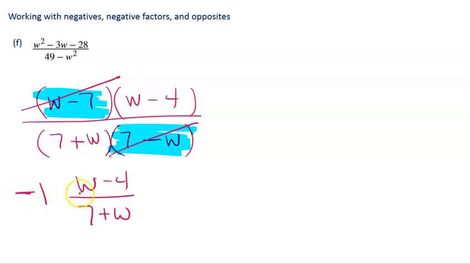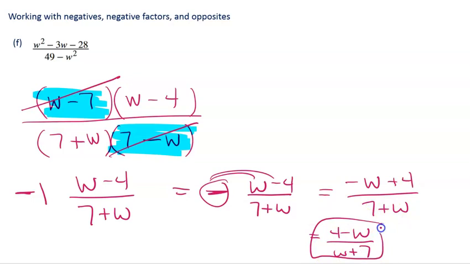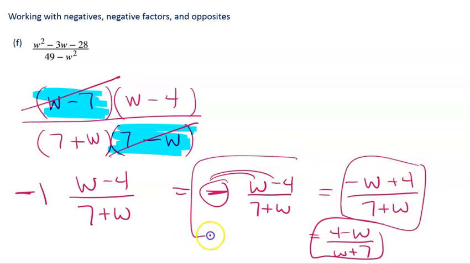Now, you really don't want to put the 1 there because 1 times anything is just that thing. Therefore, don't put the 1. Put the negative out front, and you can say that's w minus 4 over 7 plus w. You're also allowed to distribute that negative 1 into the numerator. So you could say that's negative w plus 4 over 7 plus w. Other correct ways to write that is you could switch that around as 4 minus w, and you could switch that around as w plus 7. All of these are valid correct answers, but not with the 1.